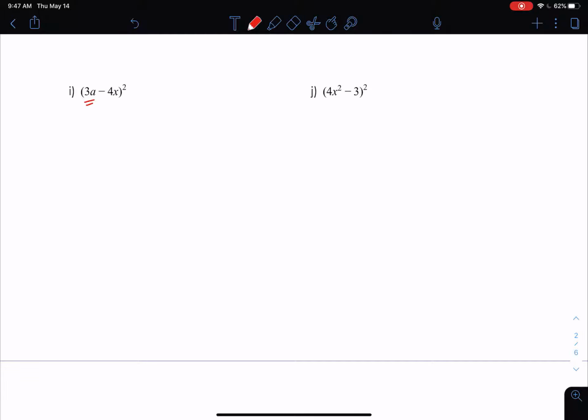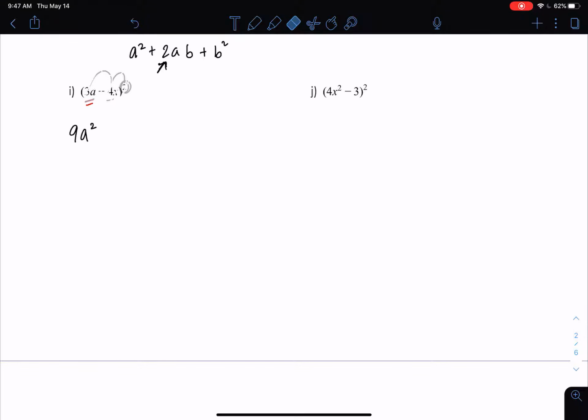First, let's square the first term. So 3a times 3a, that's going to be 9a squared. Next, instead of writing 2 times 3 times 4, we're going to do this times 2. I'm kind of pretending as if it's the 2 that I'm multiplying by for the middle term. So this 2, I'm going to pretend that it's that 2 there, and then we just do a times b.